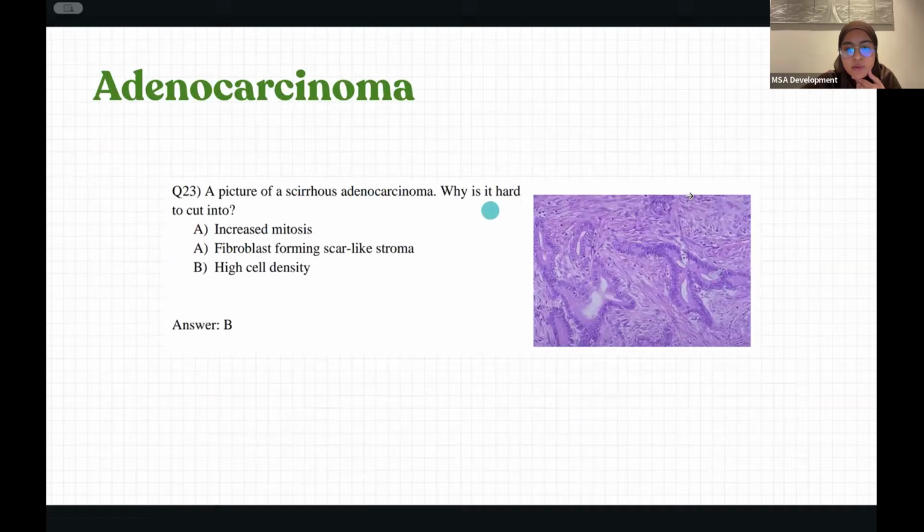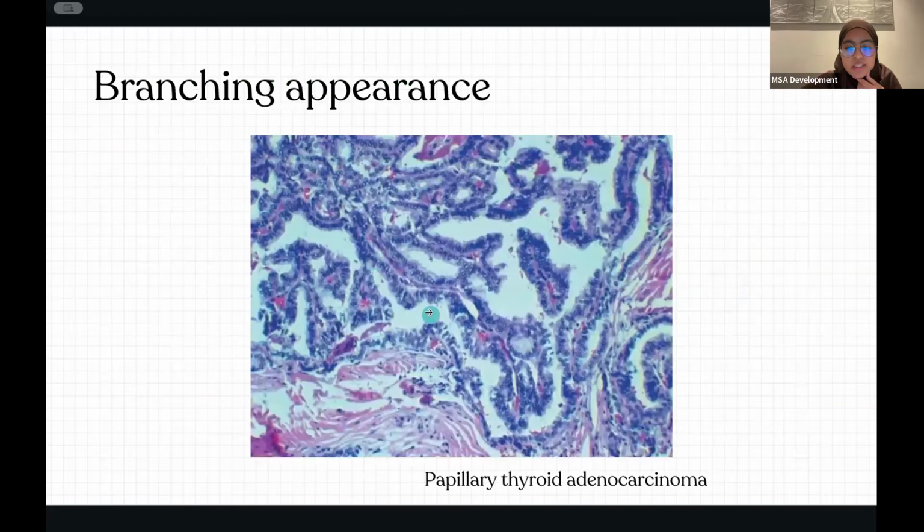Here we have a past paper question. They asked, why is it so hard to cut into adenocarcinoma? Because of the fibroblast forming scar-like stroma. The scar-like, this is what they mean, okay? Now this is another example, but it's occurring in the thyroid. Again, we have that invading feature, the knife-like feature.